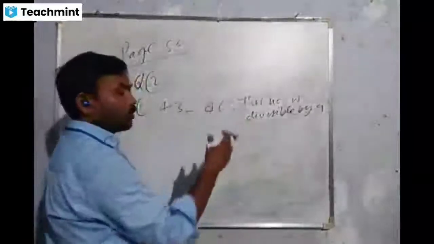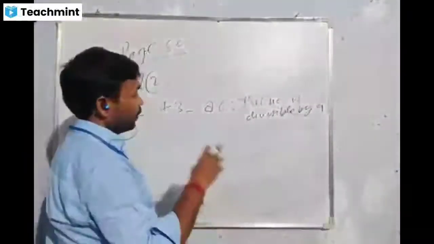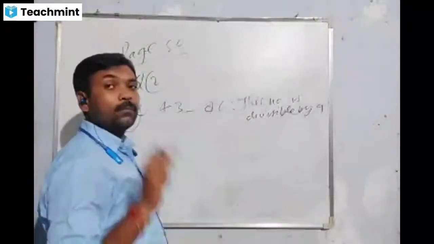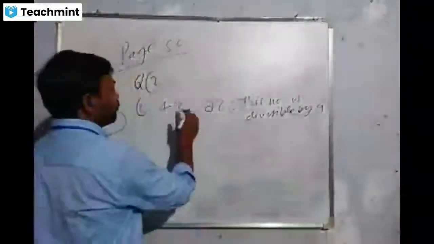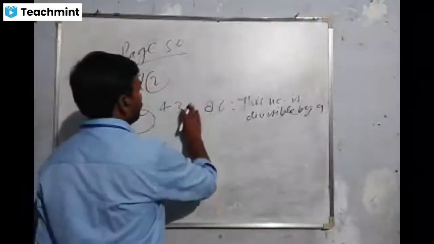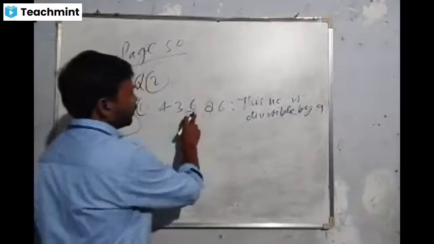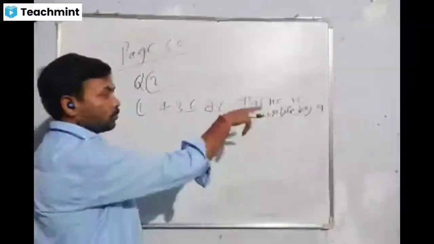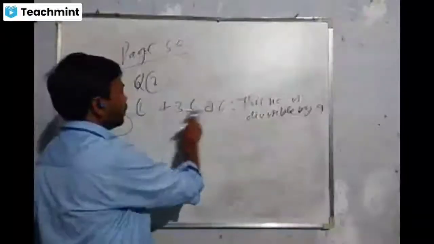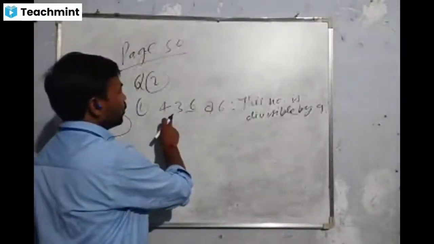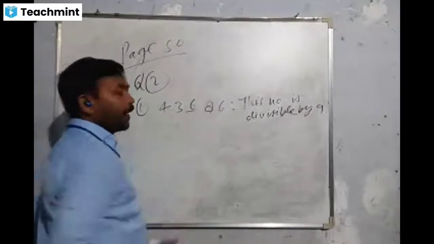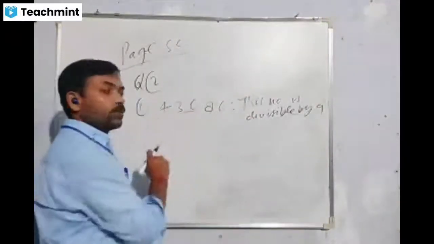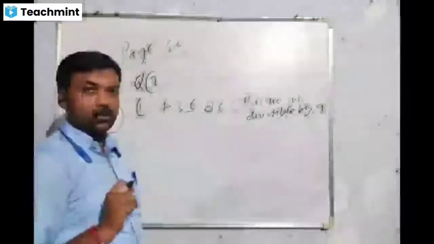So after 21, how do we get 27? If we add 6 to 21, then the number becomes 27. So here should be 6. If here will be 6, then you find their sum becomes 27, and 27 is divisible by 9. So this number, 43,686, is also divisible by 9. So the first question's answer should be 6.